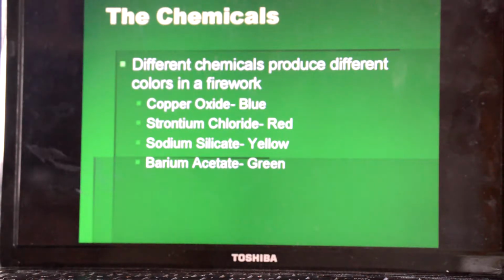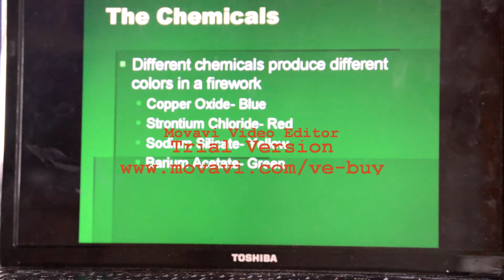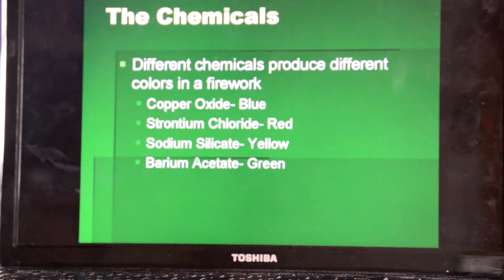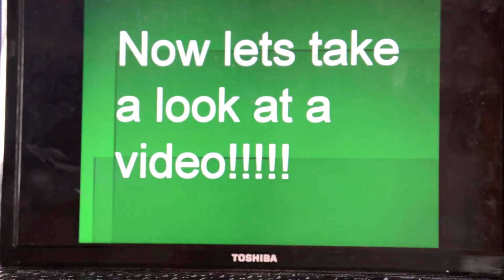Different chemicals produce different colors. Copper oxide produces blue, strontium chloride produces red, sodium silicate produces yellow, and barium acetate produces green. There are also many different combinations that are not up here that can produce other colors. Now let's take a look at a video.